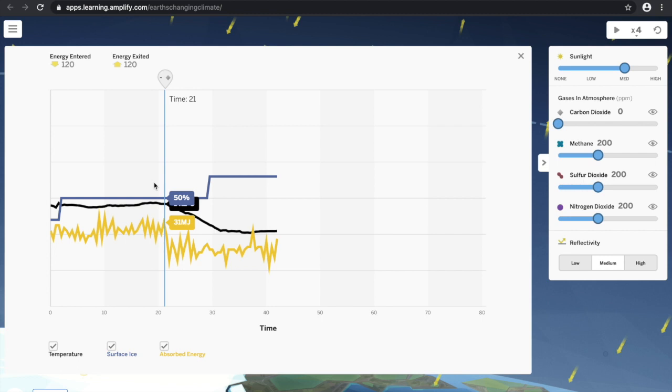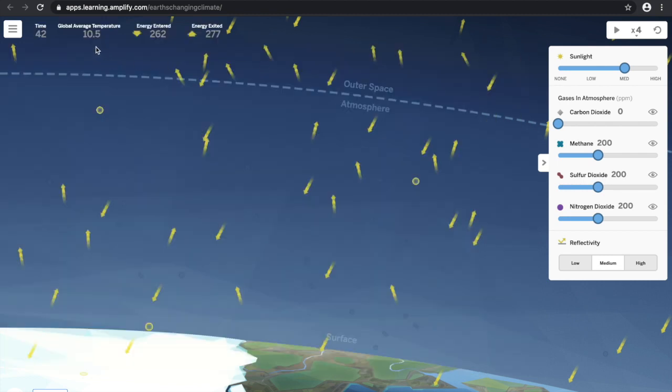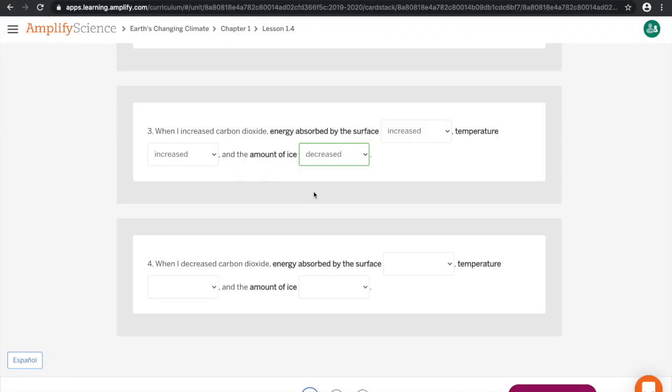What happened was, when there was more ice, the temperature went down. So if we got rid of carbon dioxide, the temperature on Earth would decrease, and it goes all the way down to 10 degrees Celsius. So when we decrease carbon dioxide, the energy decreased, the temperature decreased, but the ice increased.